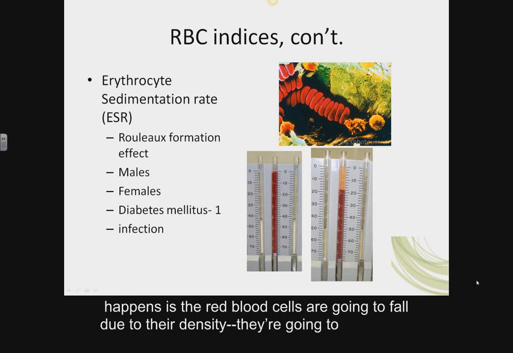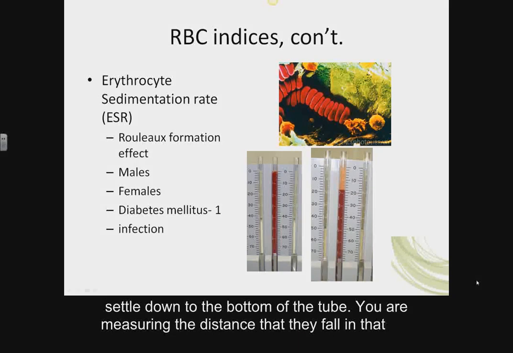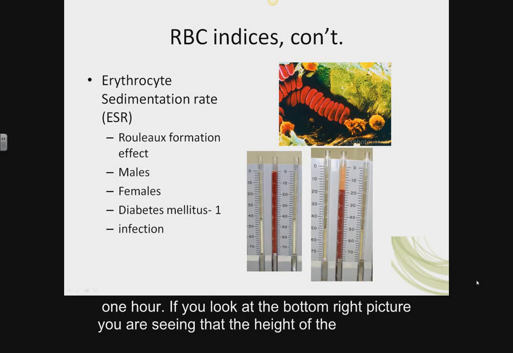And what happens is the red blood cells are going to fall due to their density. They're going to settle down to the bottom of the tube. You are measuring the distance that they fall in 1 hour. If you look at the bottom right picture, you are seeing that the height of the red blood cell column has dropped from the top.